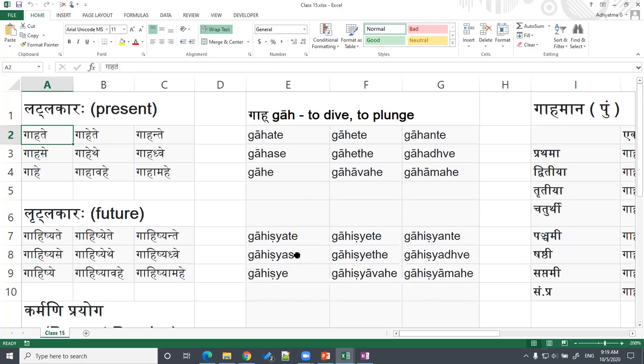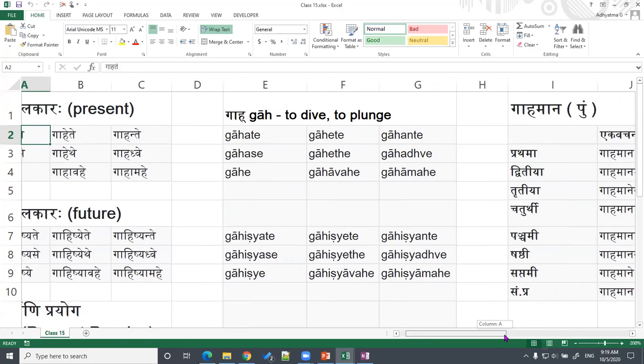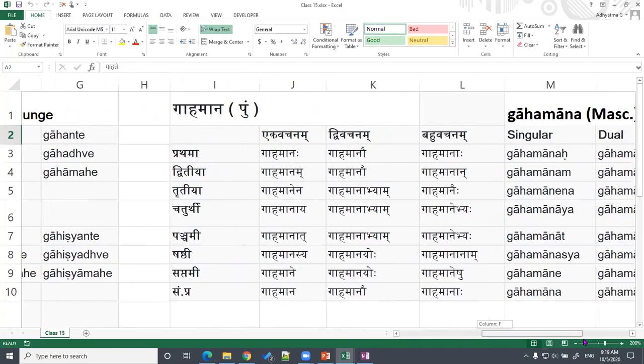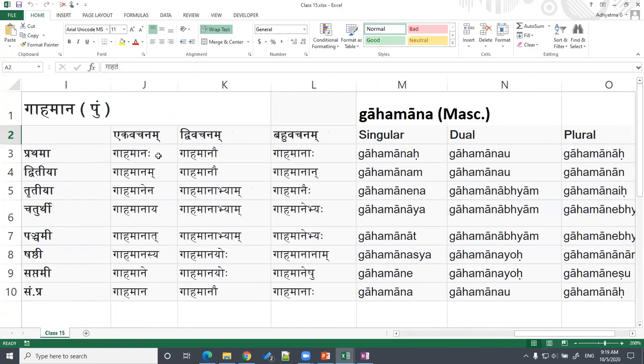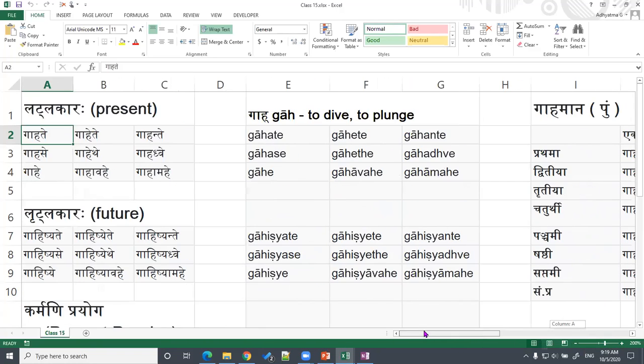And lut lakara, the future tense, is this. So we'll see that. And I have also put the declensions of gahamana. Again, it is exactly the same as like Rama, no difference. And we'll look at that. So gaha is our root.